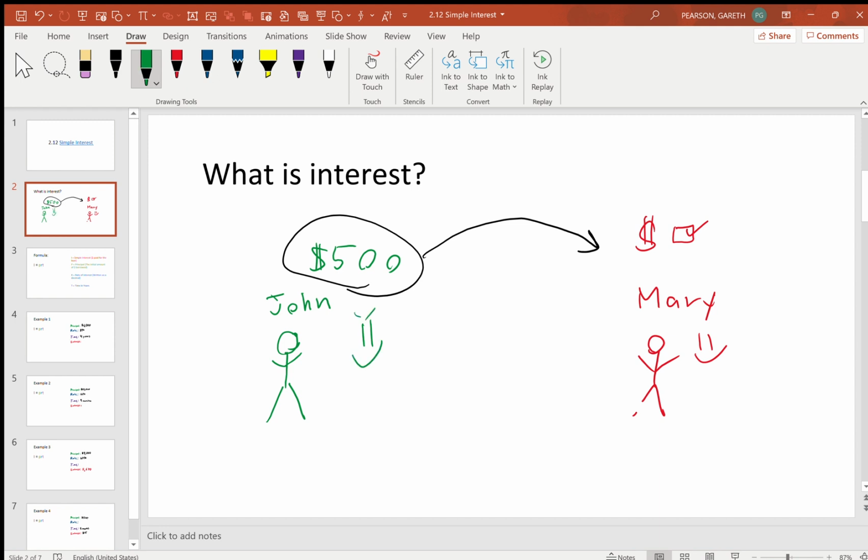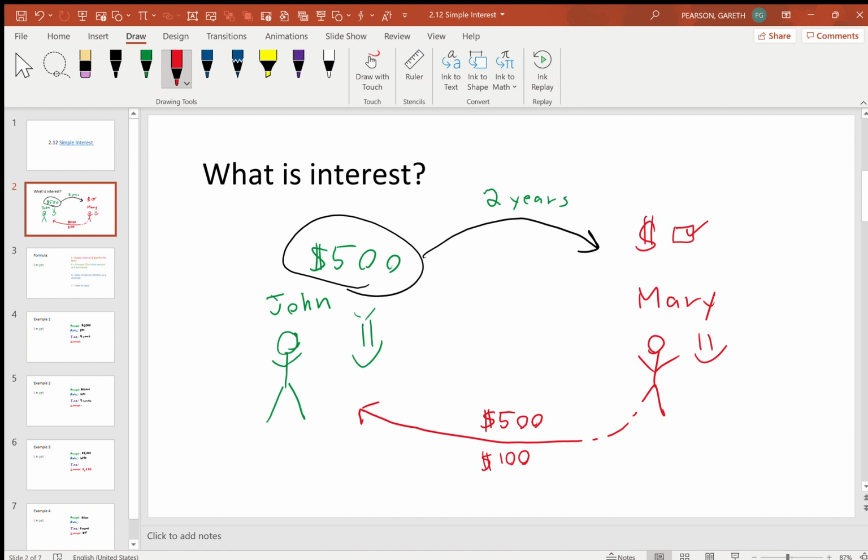John has a plan. John's going to lend Mary the money, but he's only going to lend it to her for 2 years. Now, after 2 years, Mary has to pay him the money back. So Mary has to pay him the $500 back, but she also has to pay him an extra $100 for the convenience of using John's money.